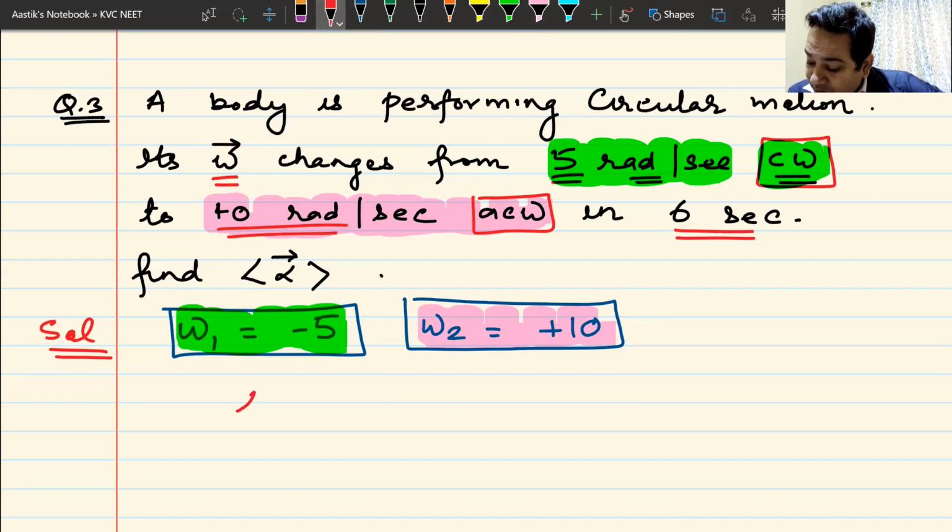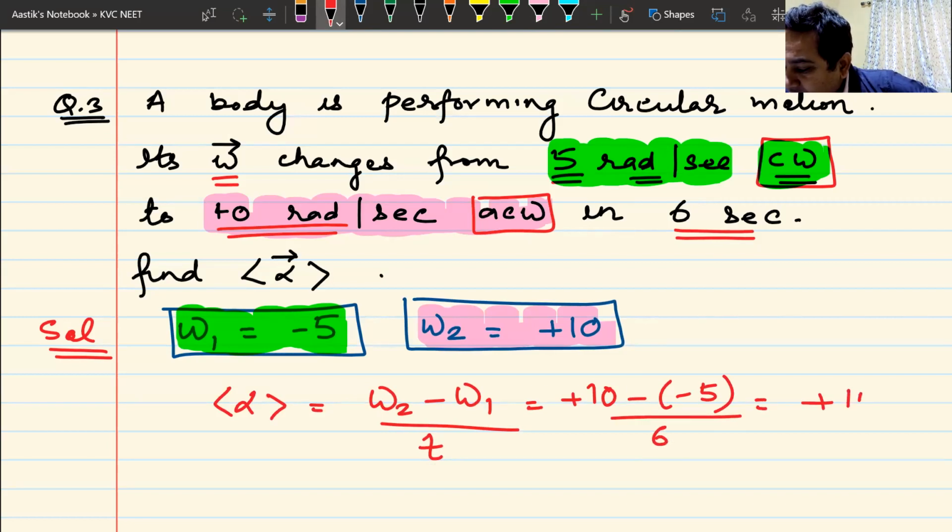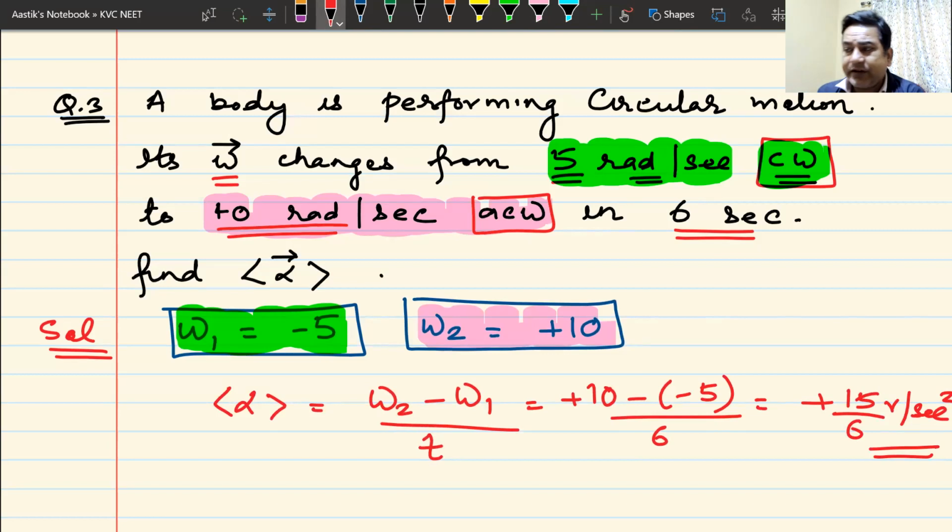Now I just put the formula for average angular acceleration with the sign convention. Average angular acceleration is omega 2 minus omega 1 divided by the total time. Omega 2 is plus 10, minus minus 5, divided by 6. So the answer will be plus 15 by 6 rad per second squared. That is the average angular acceleration, and that was the answer I was looking for. Everyone understood this question? Just applying this simple formula with sign convention, you should have got this answer.